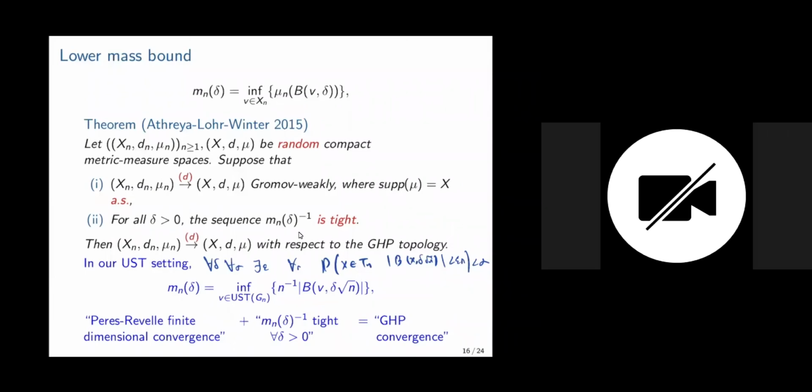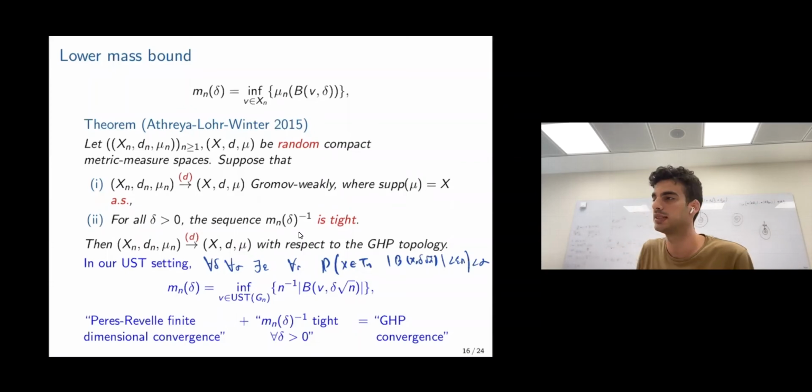Sorry, what is Gromov-Weak convergence? So the Gromov-Weak convergence is simply the Pérez-Revel convergence that I showed before. We want that if we sample k points from the metric spaces X, d and mu_n, then the distribution of the distances between them will converge to the distribution of the distances in X, d, mu.